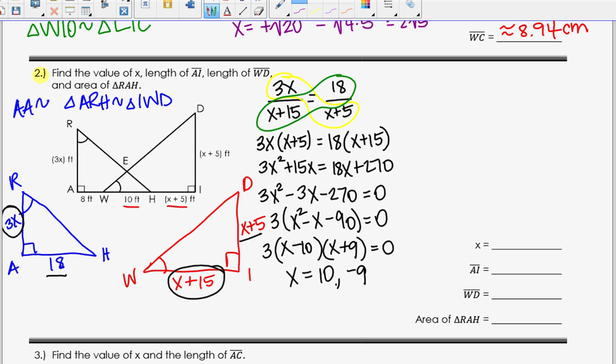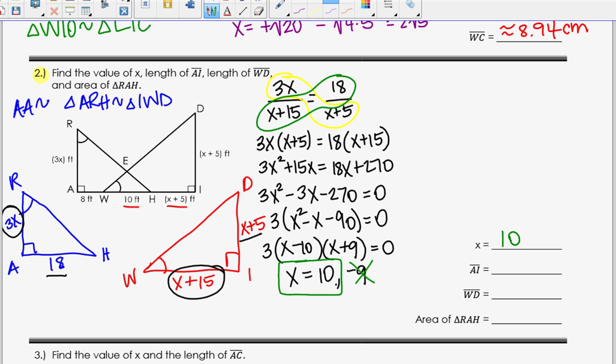Okay, now think contextually. One of our sides, let's just pick one of them, is 3x. Well, if x is negative 9, then that isn't going to work because you're going to get negative 27. So that's not an option, and the x value we're going to roll with is 10. Now we can go through and answer all the other questions that were asked of us. We need to find the length of AI.